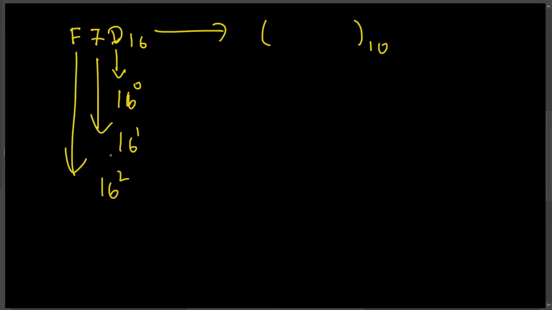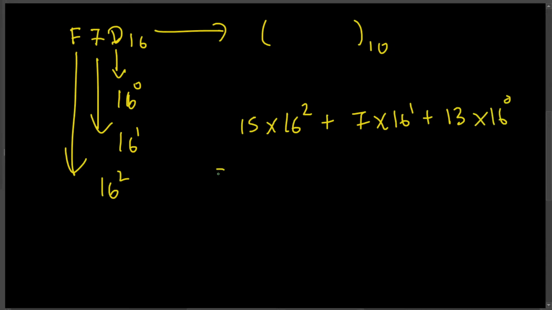Then we multiply the weight and the number. So f is the last number, that is 15. 15 times 16 square, and then 7 times 16 power 1 plus d times 16 power 0. d is actually 13 in the hexadecimal system. If you multiply that one with 16 power 0, you're going to get the final answer.